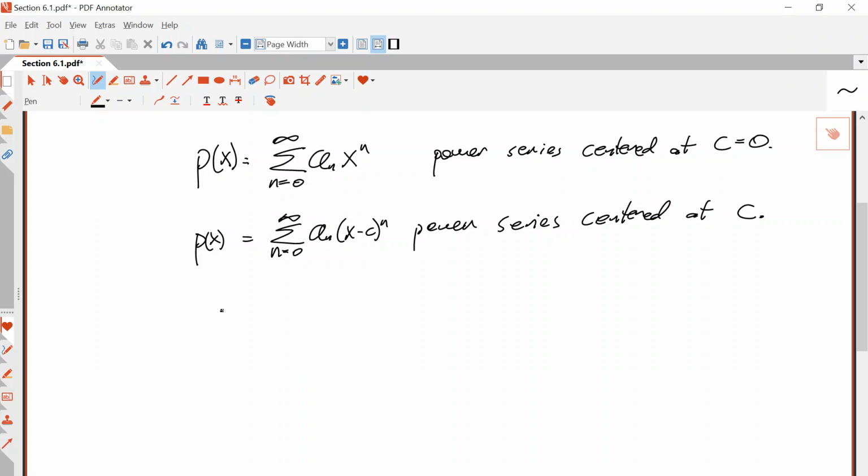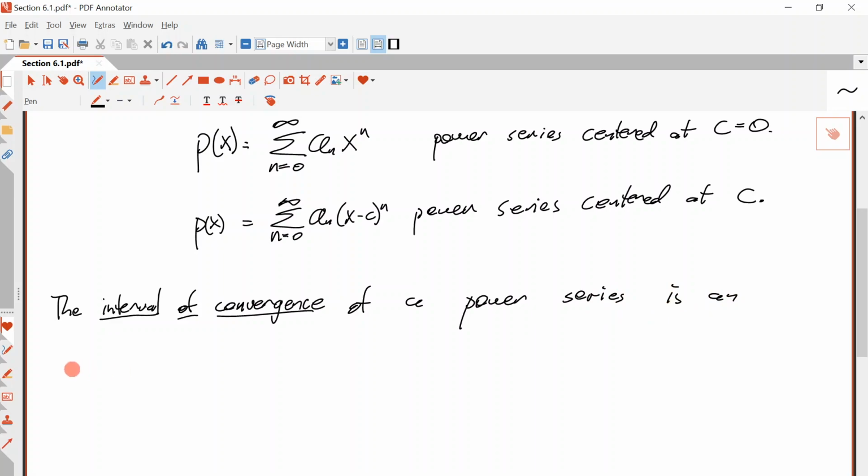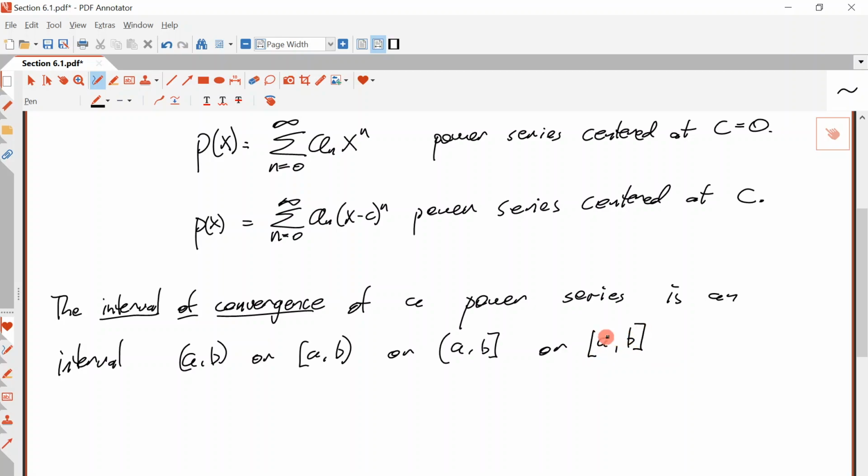hold on, before that, the interval of convergence of a power series is an interval from a to b, with either the open or closed endpoints, so you either do not or do include each endpoint. So there are 4 possibilities.